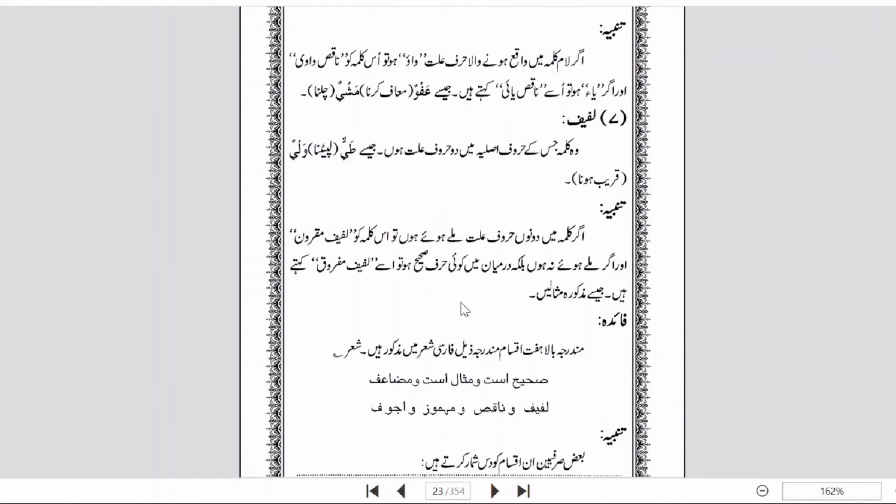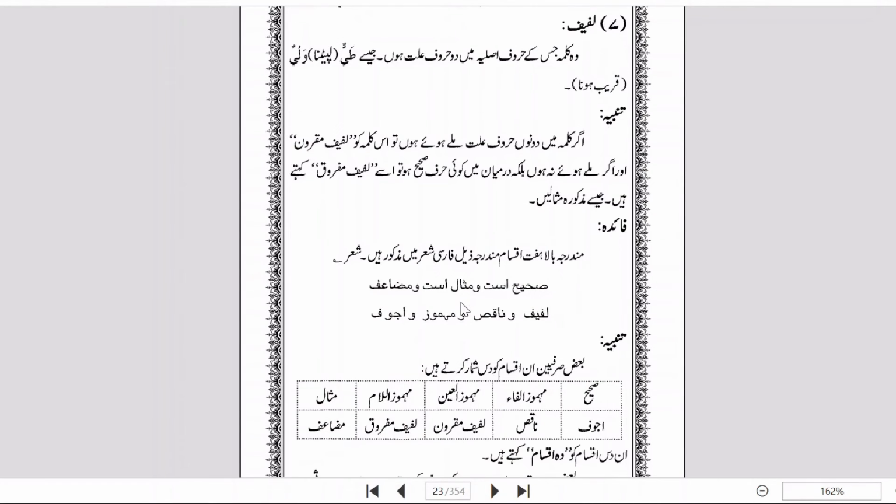There is also a Farsi couplet mentioned below. Sahi asto misal asto mudaf lafifo naqiso mahmuzo ajwaf. This is to better memorize the above 7 types.